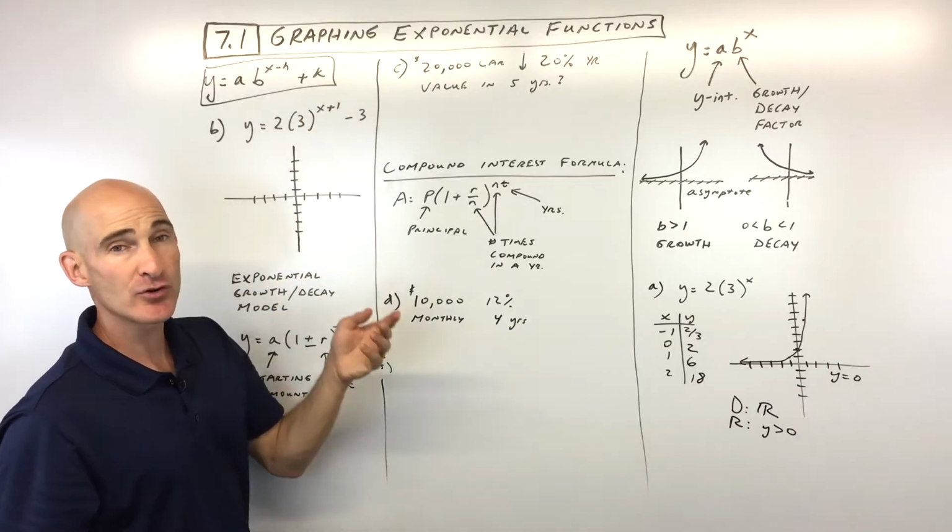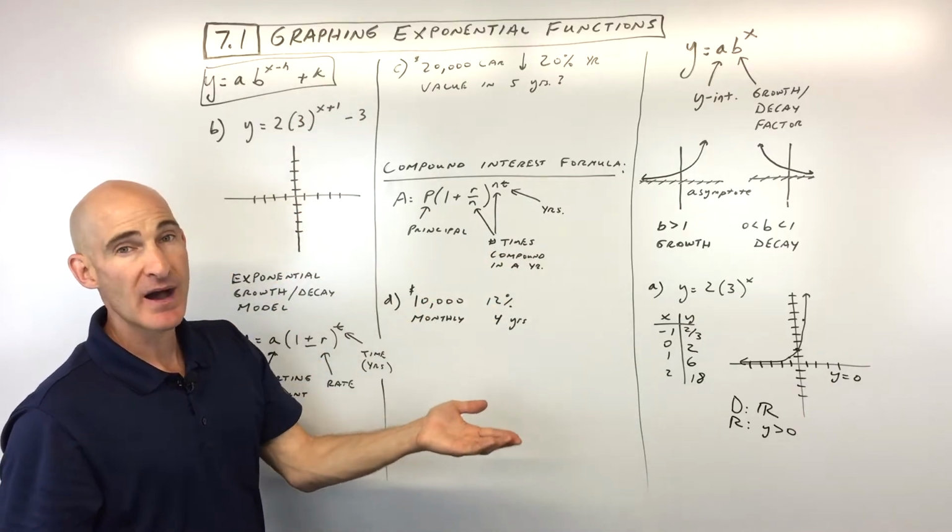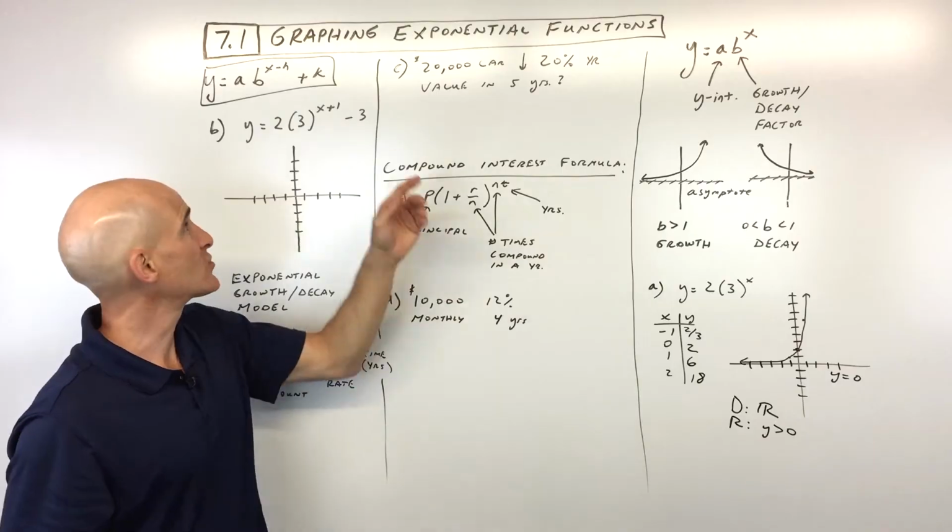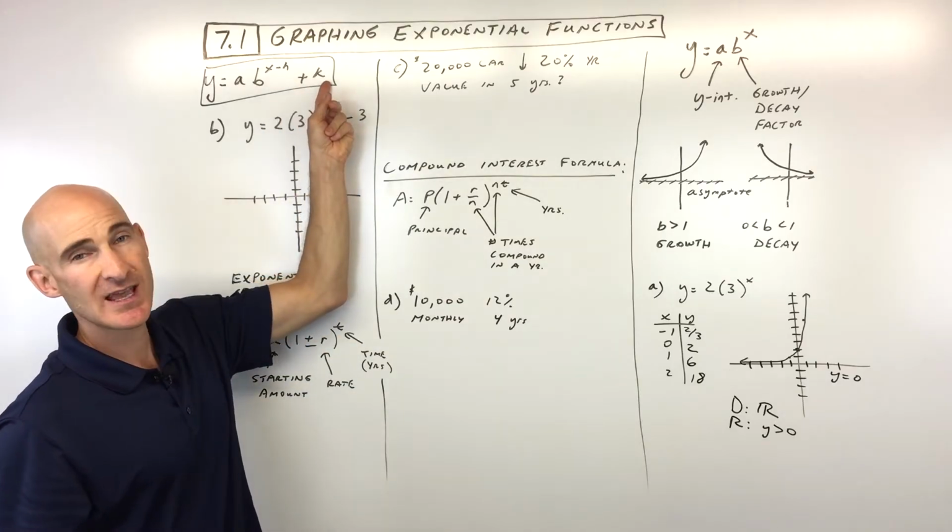And then the k is the vertical shift that shifts it up and down. If it's positive, it goes up. If it's negative, it goes down. So just remember, this one has the opposite effect. This one has the same effect.